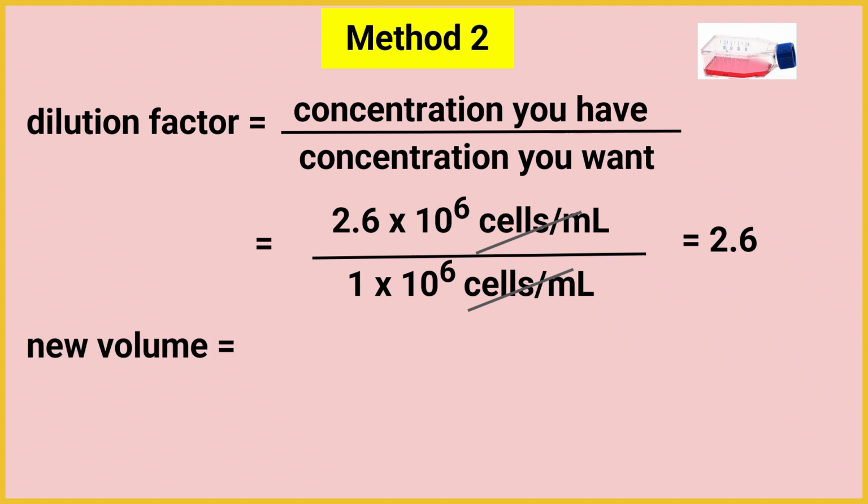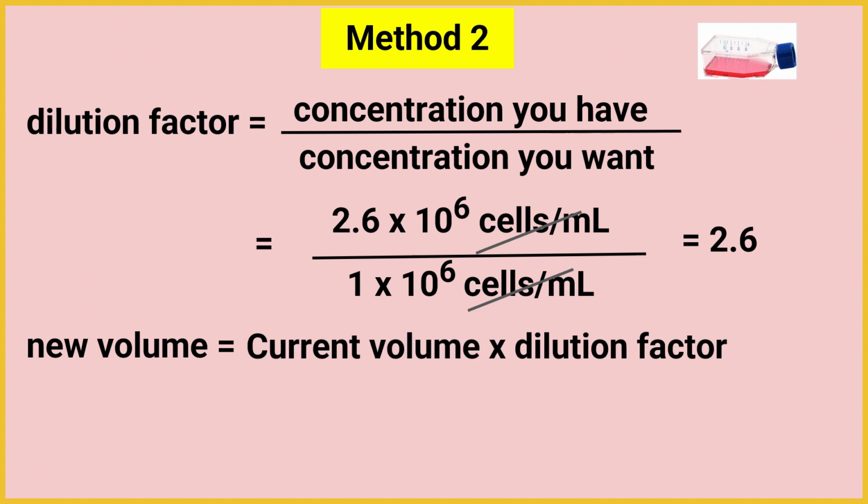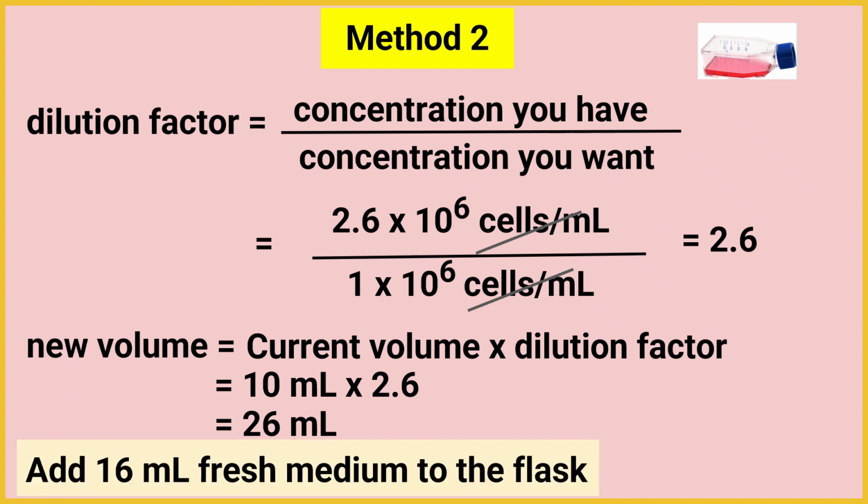The new volume of your cell suspension is equal to the current volume of 10 milliliters times the dilution factor of 2.6, which equals 26 milliliters. To get this new volume, add 16 milliliters of a fresh cell medium to your existing cell culture. This will bring the cell culture to a concentration of 1 times 10 to the 6 cells per milliliter in a total volume of 26 milliliters.